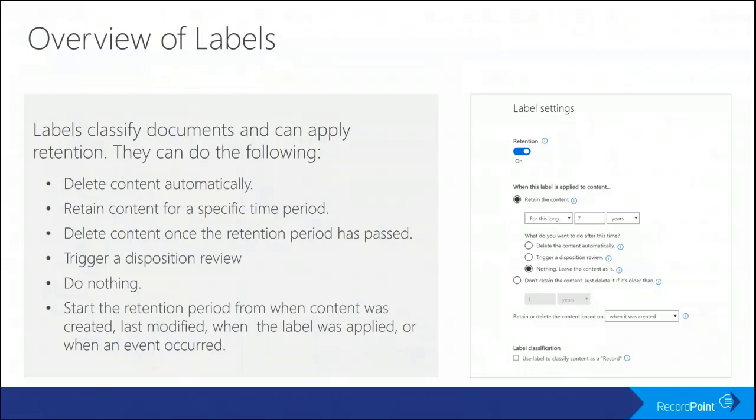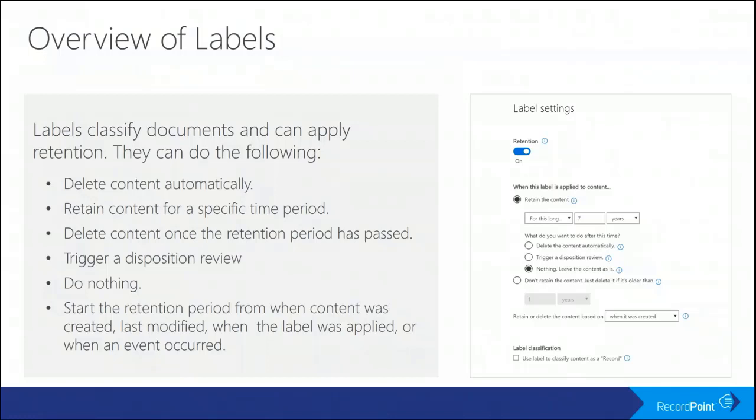So you could use a label to delete content automatically. So let's say you're just completely fed up with everyone wanting to keep everything forever. You could have a label that says, for everything in my organization, delete it if it's older than 7 years. You could do that. You could also use it to retain content for a period of time. So your classic records management example, where you want to keep all your contracts for 7 years. You could also delete the content once the retention period is over.